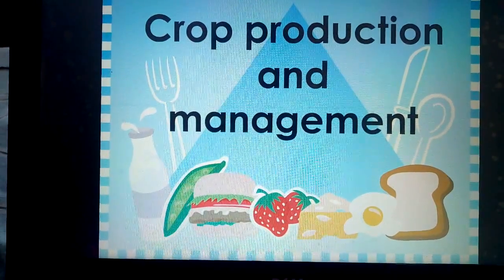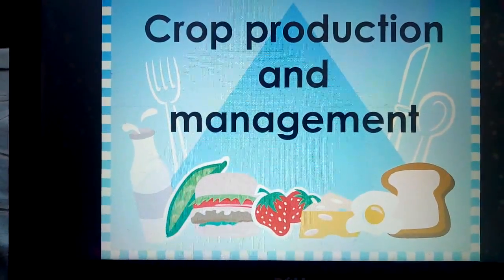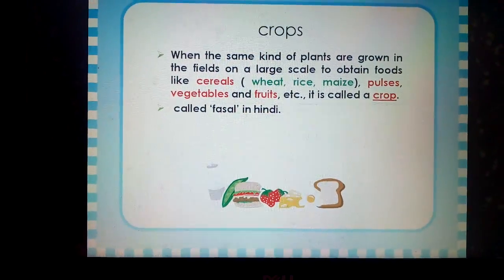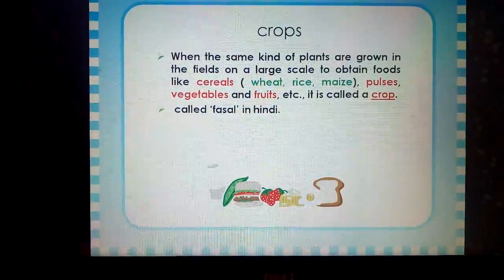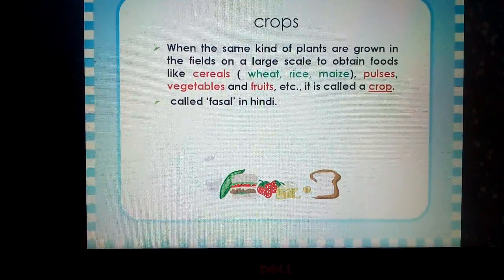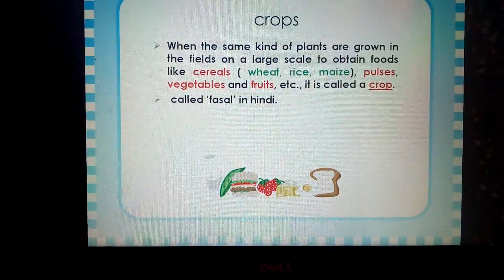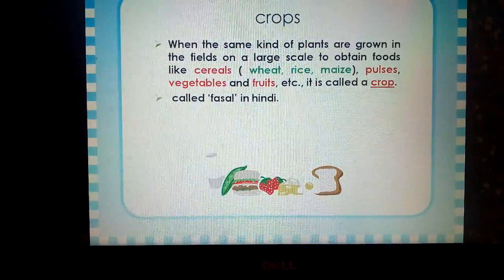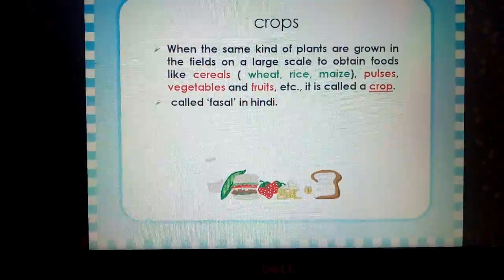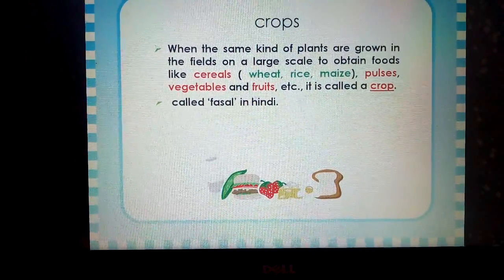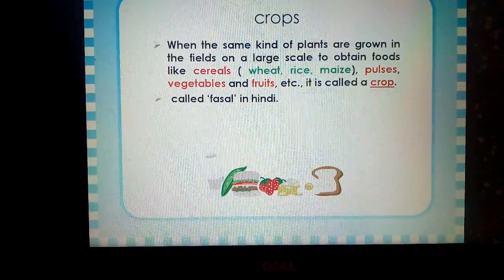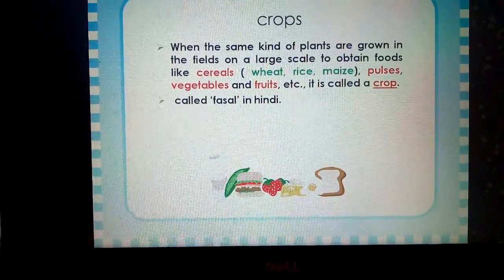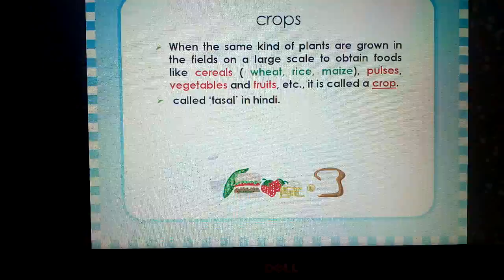Now, when we talk about terms for this chapter, the first term is crop. What are crops? When the same kind of plants are grown in the field on a large scale to obtain food like cereals, that is wheat, rice, maize, pulses, vegetables and fruits, etc., it is called crops. In Hindi, it is known as fasal.